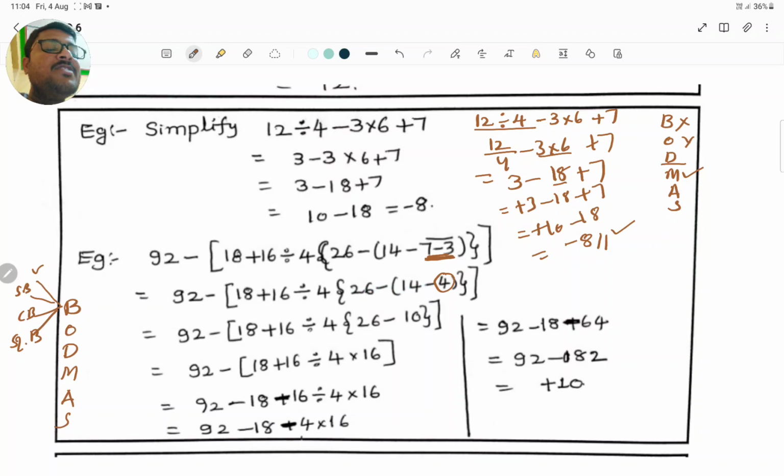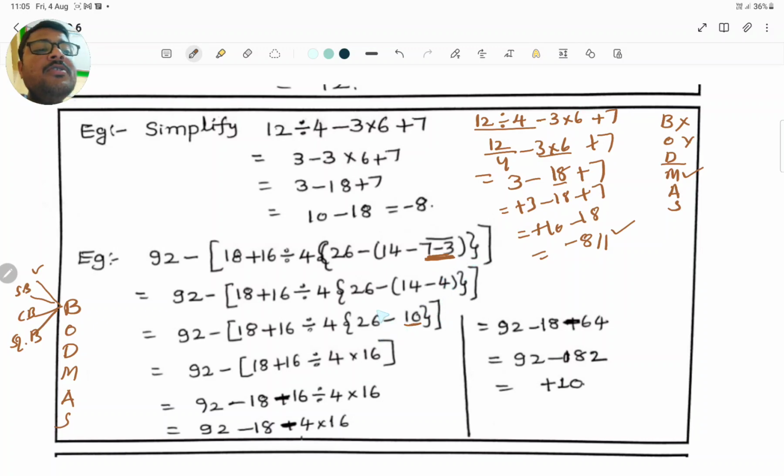Now in the second step, the simple bracket is there. I want to remove the simple bracket, so I am working inside the simple bracket only. 14 minus 4 is in the simple bracket. 14 minus 4, we will get 10. That's why I can close the simple bracket also. From the second to the third step, the simple bracket is also over.